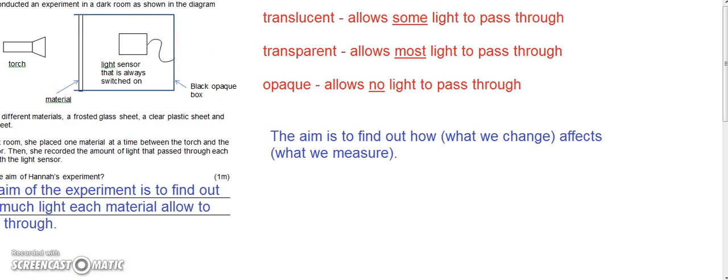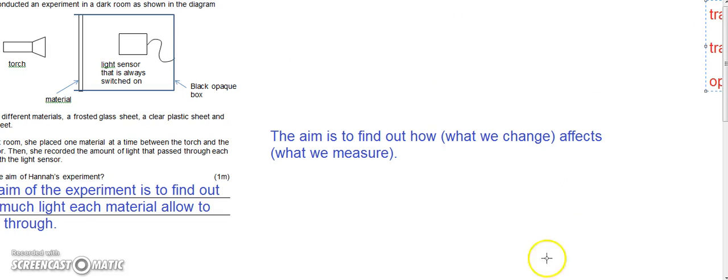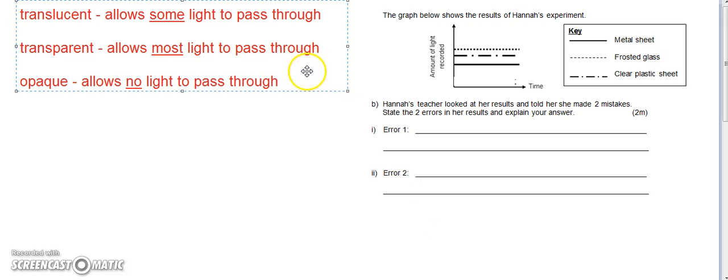Okay, let's bring this to the other side of the whiteboard. We know that opaque does not allow any light to pass through. Allows no light to pass through means does not allow any light to pass through. All right. So if the opaque material, which is the metal sheet, does not allow any light to pass through, this reading is wrong, isn't it? What should the reading be?